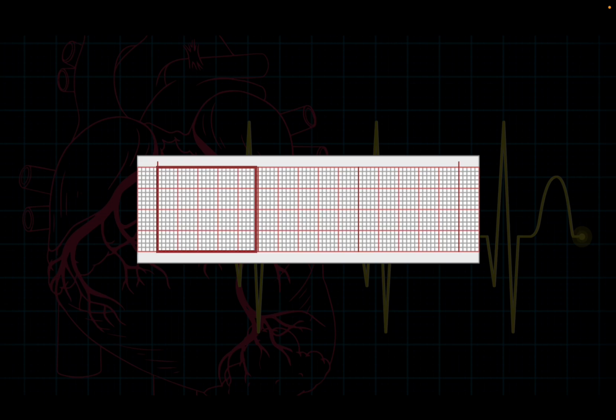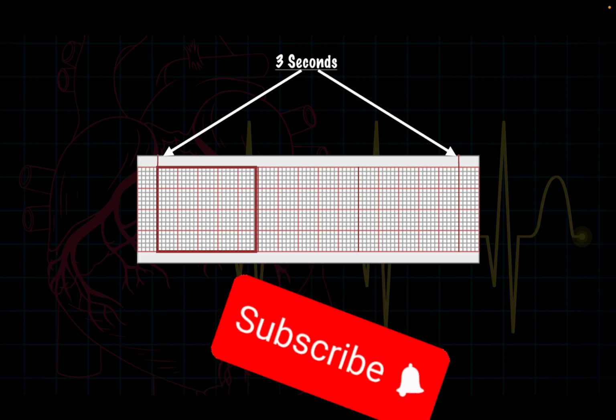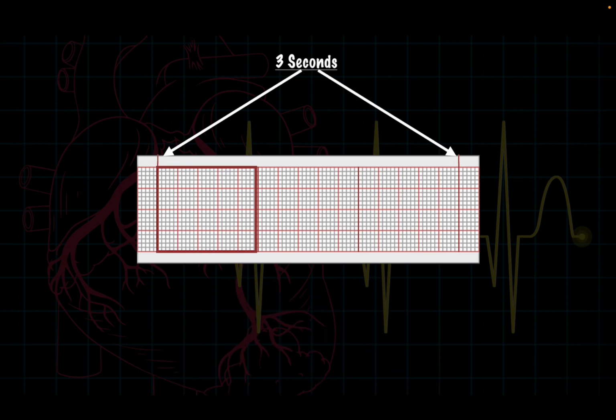Now, look at these tabs at the top of the EKG paper. Every EKG paper I've ever seen has those. They have them in different increments. Some of them are 1 second. Some of them are 3 seconds, like this strip. Some of them are different sizes, between 3 and 6 seconds. But every EKG paper I've ever seen has those.